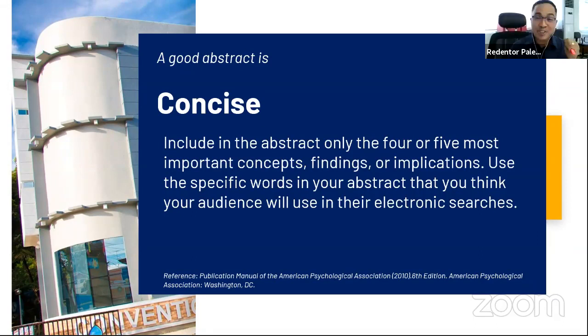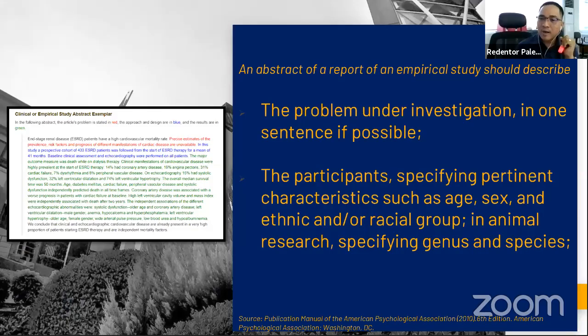Now, let us move on to the next part of our talk. This part of the topic would be on how an abstract is written depending on the paper. So we start with this: how does an abstract look like for a paper of an empirical study?